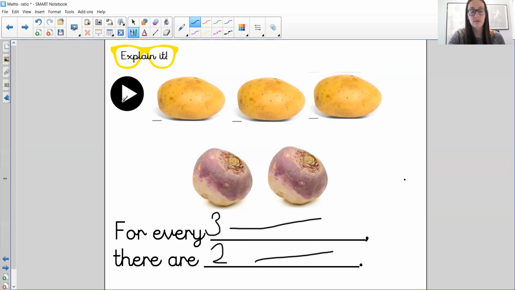Nice and easy. So if in my recipe, I put 3 potatoes in, for every 3 potatoes, I put 2 turnips. Okay, what about if I put 6 potatoes then? I'd need how many turnips? 4. I've doubled the potatoes, I'd double the turnips. If I put 9 potatoes in, I've times it by 3. So then I times the turnips by 3, 6 turnips. So for every 3 potatoes, you have to use 2 turnips.